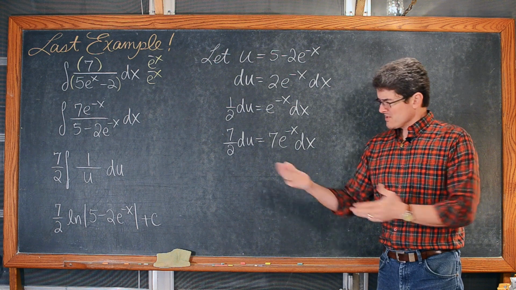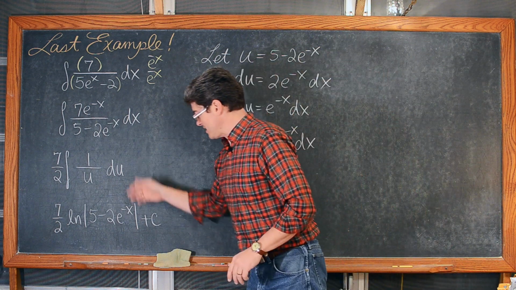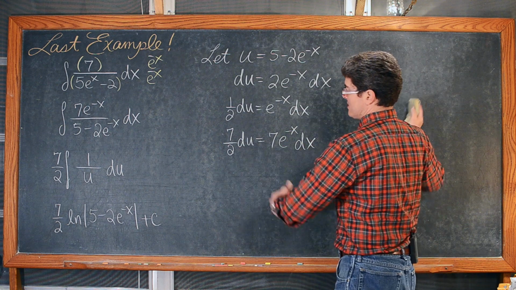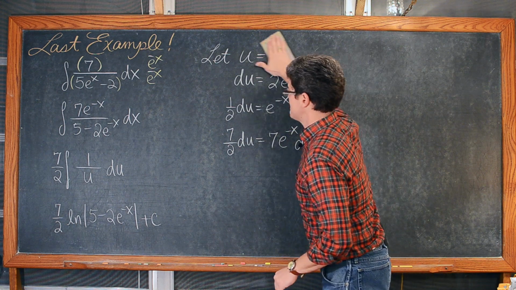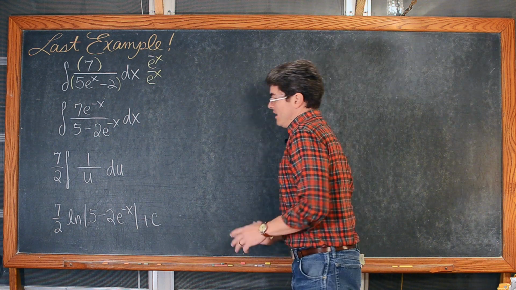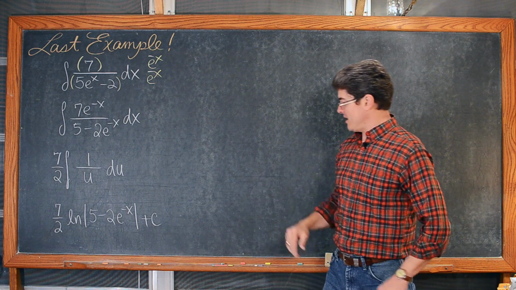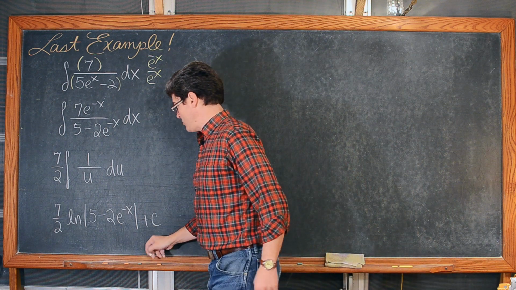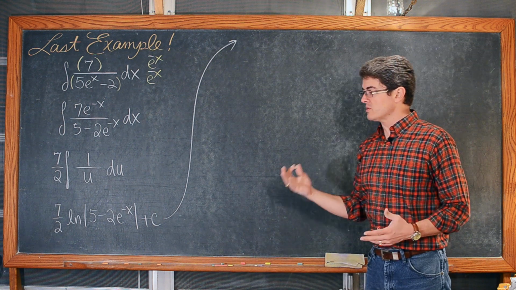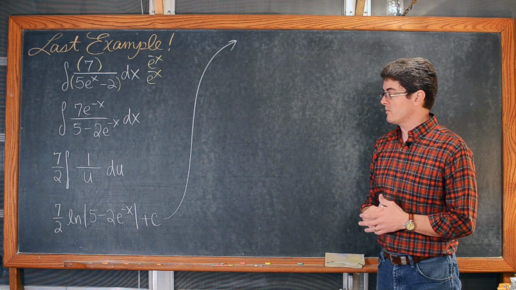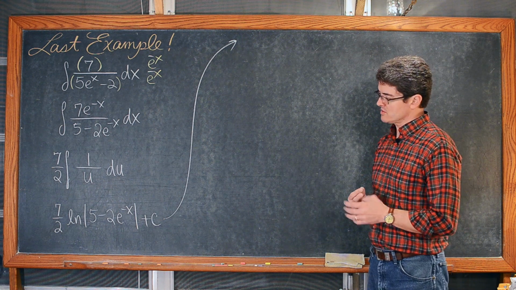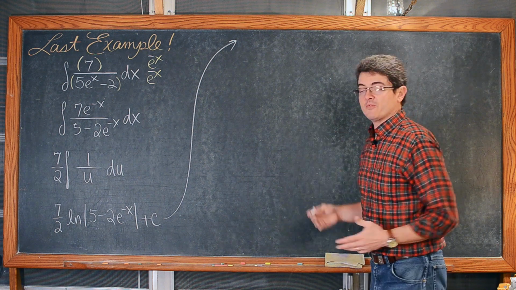And once again we had a du over u pattern, and we get 7 over 2 times the natural log of 5 minus 2e to the negative x plus c. That's awesome. That would be perfectly fine for any kind of standardized test, or if you're not getting points for simplifying, but you might see it in a textbook or a solution guide, or if you're using a calculator with a CAS system in it, where there is no negative exponent. So at this point you could probably stop the video and just go do your homework.